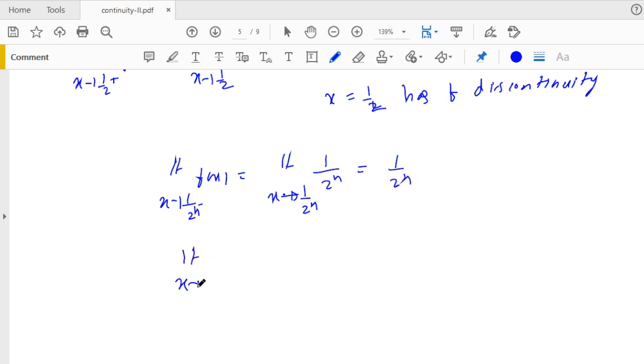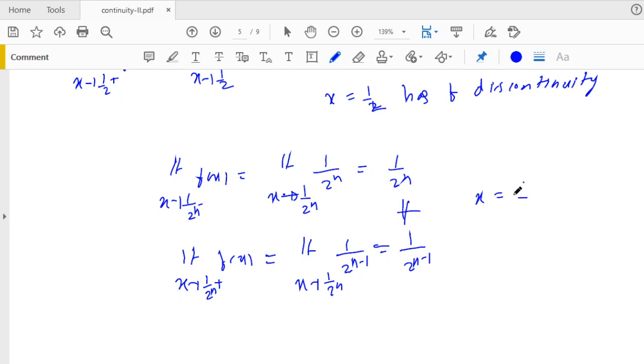Similarly, the limit as x goes to 1/2^n plus, the right side, of f(x) equals the limit as x goes to 1/2^n. This value equals 1/2^(n-1), that means when x is greater than 1/2^n. Therefore, this value equals 1/2^(n-1). Both are not equal. Therefore, at x = 1/2^n, f has a discontinuity.